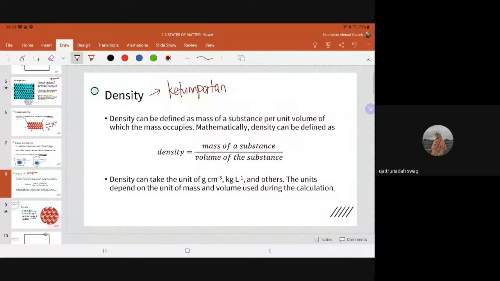the substance. Density can take many different units. It can take gram per centimeter cube, kilograms per liter, and others. But it has to be mass punya unit and then volume punya unit. Okay. It depends on what unit is used for the mass and the volume.